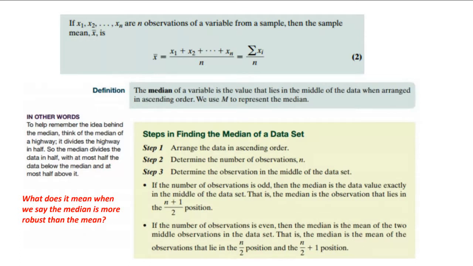It also talked about a measure called the median. The median of a variable is the value that lies exactly in the middle of the data when arranged in ascending order. And so M could represent the median. Now there's a difference between the mean and the median. And Linda, I'm going to throw this question to you. What does it mean when we say the median is more robust than the mean? Sometimes they'll say more resistant than the mean.